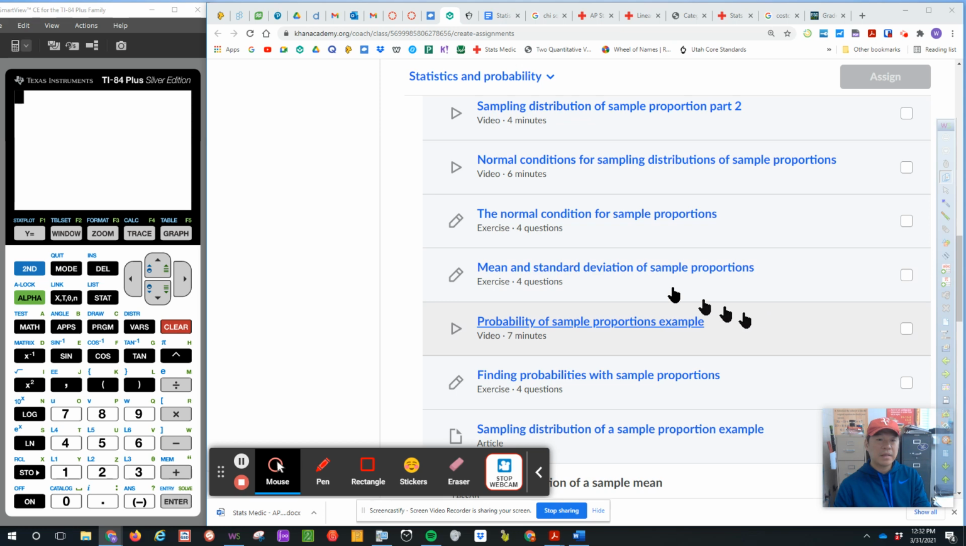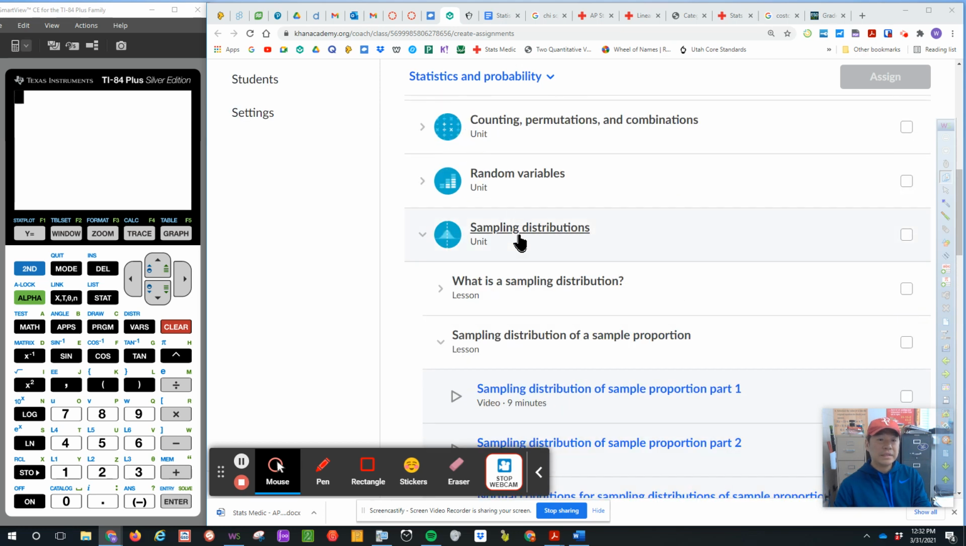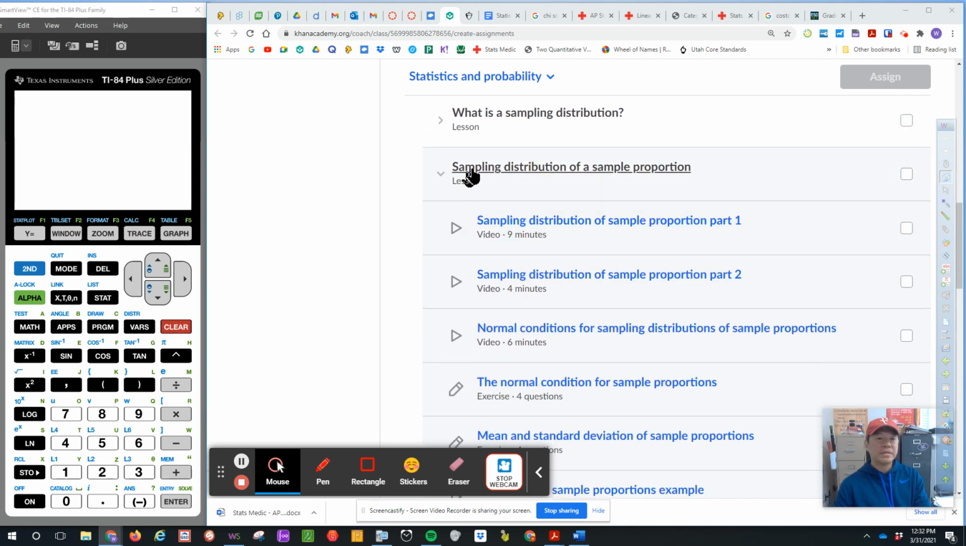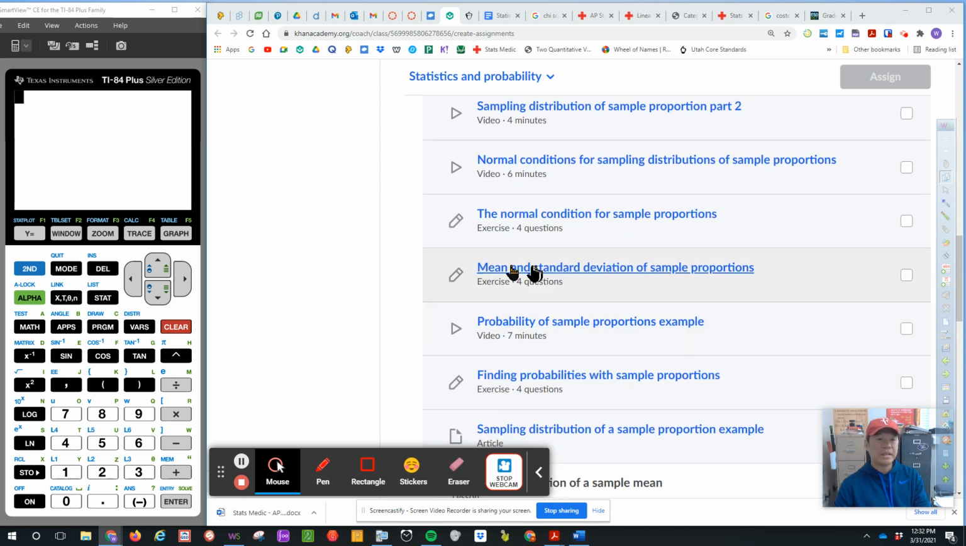Today we're doing another exercise in Unit 10 on sampling distribution, in the lesson on the sampling distribution of a sample proportion. And today the exercise is the mean and standard deviation of sample proportion.